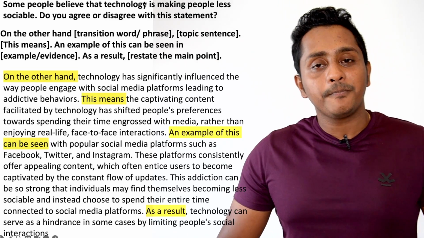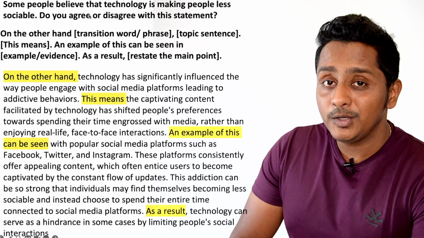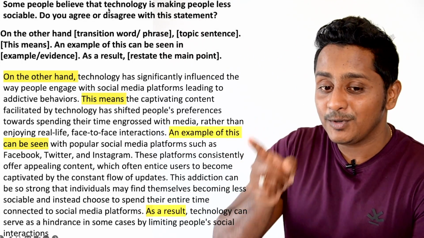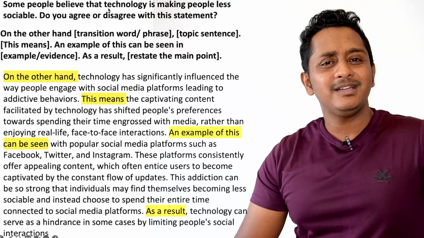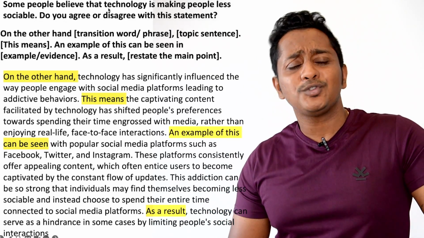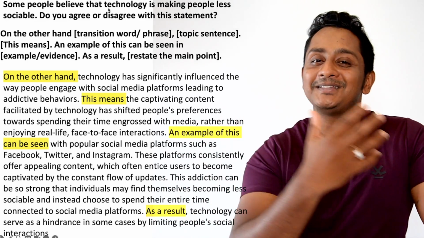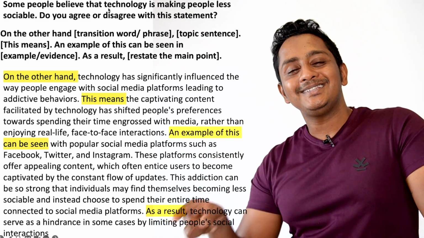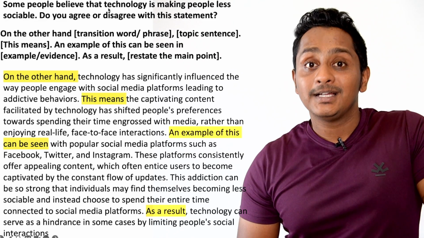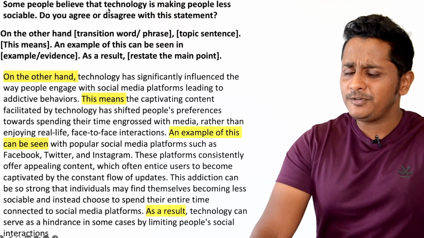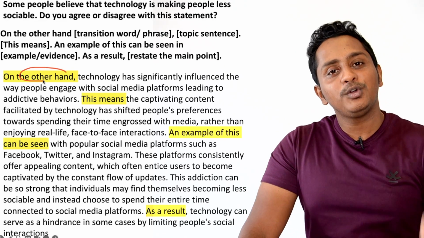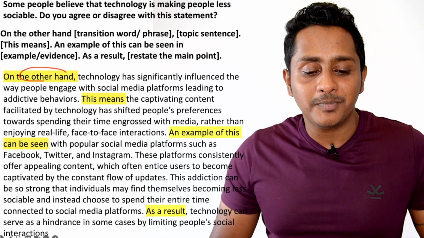On the other hand, now you're going to agree, because in the previous paragraph you disagreed, saying technology is not making people less sociable anymore. People are connected. Grandmother is connected with her son. Grandmother is in India, son is in the US. That's what we said. But now the next paragraph is partial agreement. On the other hand, we're going to talk about the other side, the agree part.